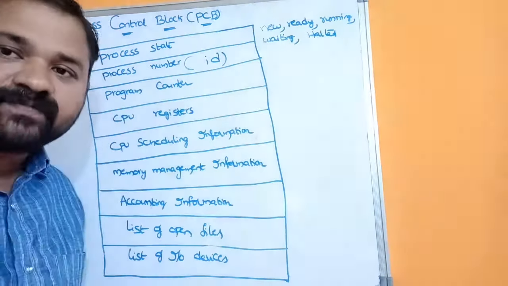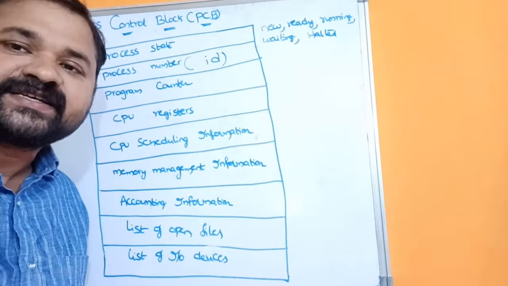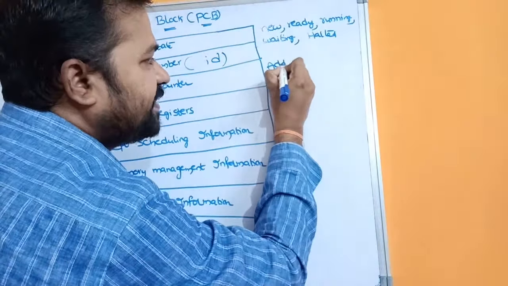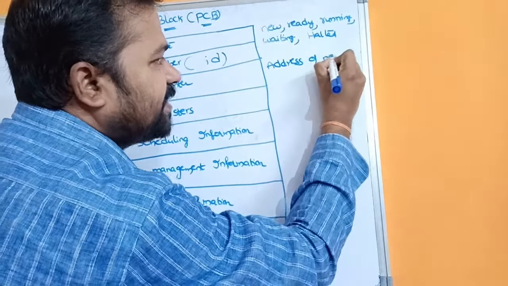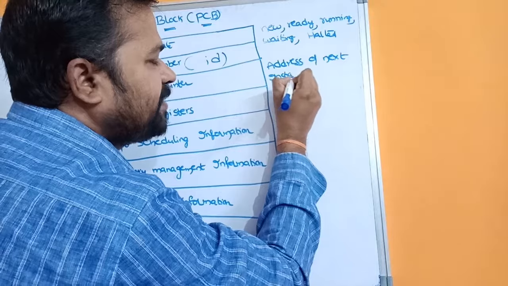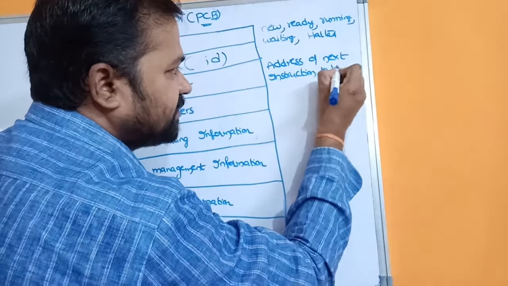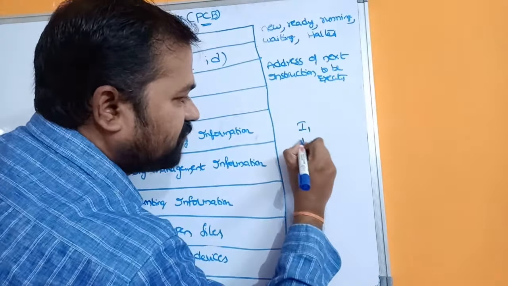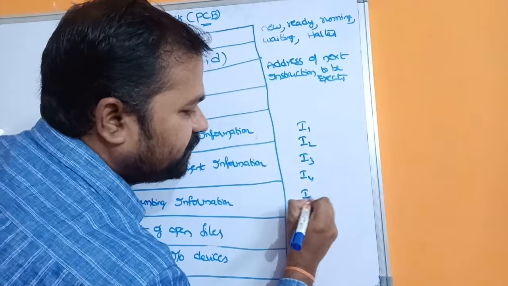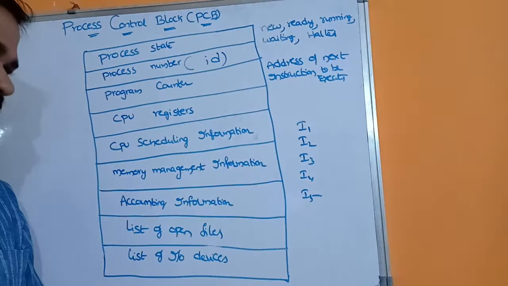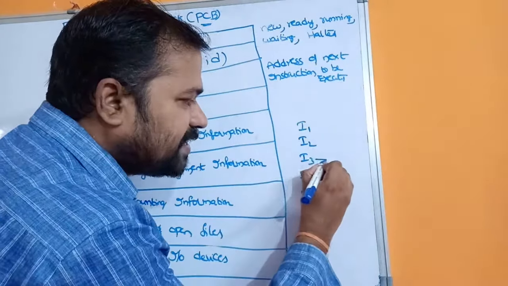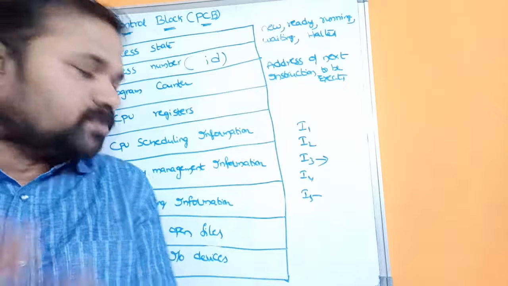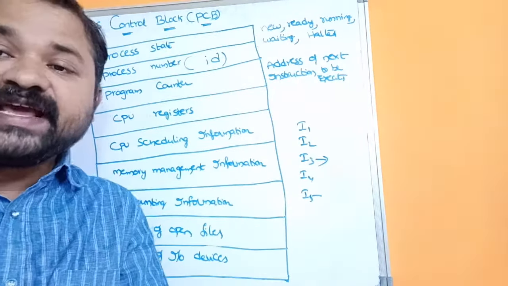Next one is the program counter. Program counter always contains the address of the next instruction to be executed. So the major advantage of the program counter is it maintains the address of the next instruction to be executed. Okay, so let us assume that we have a process which contains 5 instructions, I1, I2, I3, I4, I5. Let us assume that while executing the I3 instruction, the process execution is stopped. Now, with the help of the program counter, the CPU will execute the next instruction.